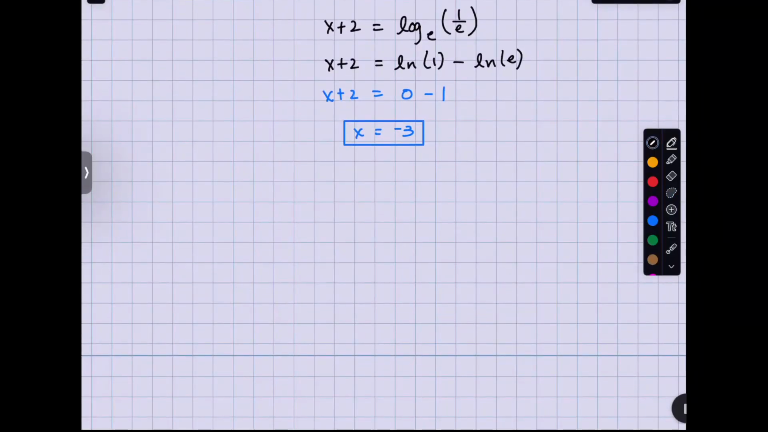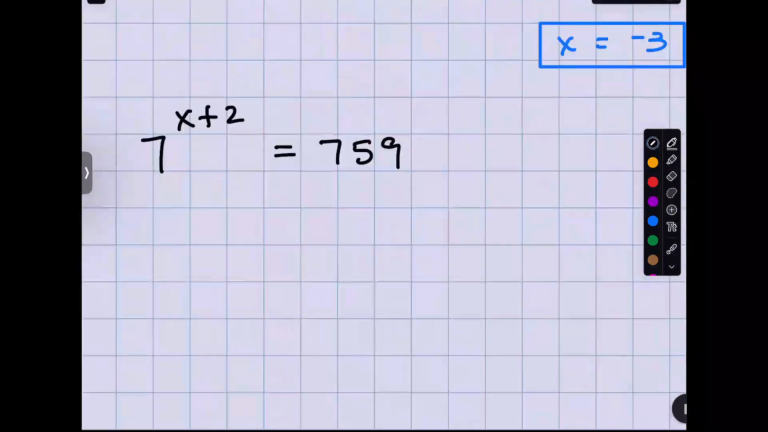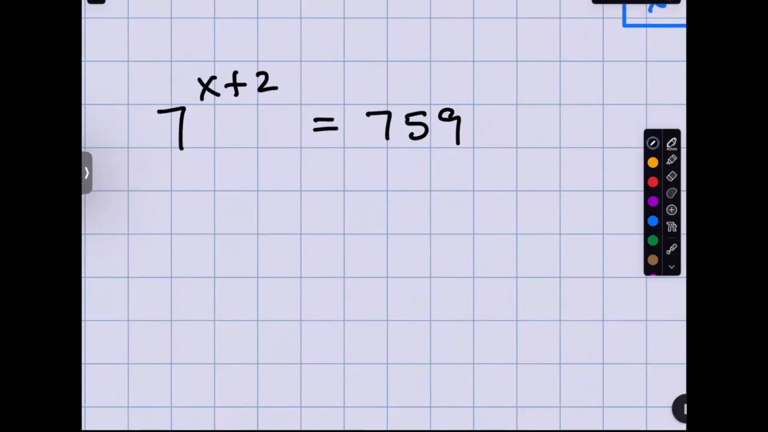All right, how about this? Good luck. Just so you guys know, you can't get the bases the same. Don't even try. 7 raised to the 3.268. No, not really.